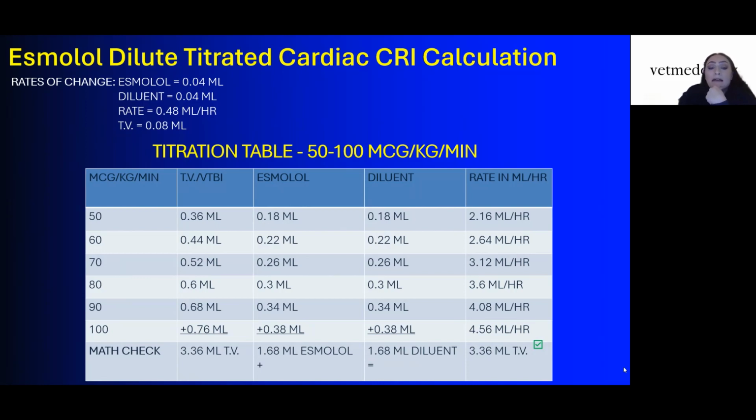At the end, you want to do a math check and add up the total volume and VTBI column to make sure that everything equals appropriately. So the 1.68 mLs of esmolol that we got matches our CRI from earlier. Same with the diluent. And the total volume that we get over in the bottom right-hand corner of the esmolol and diluent basically is equivalent to what we have in the total volume and volume to be infused column. So that checks out.